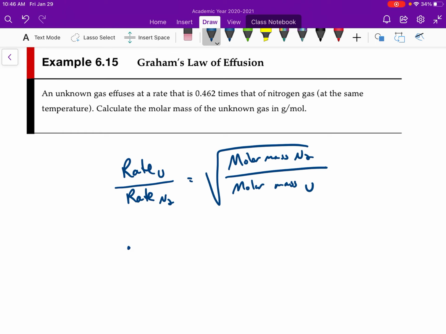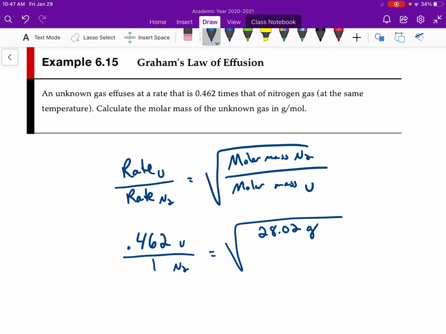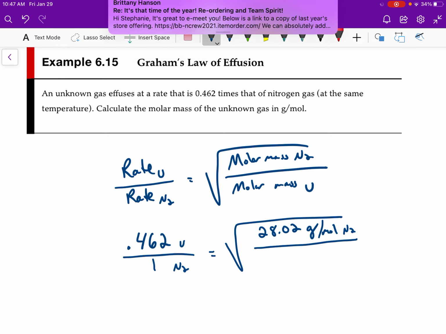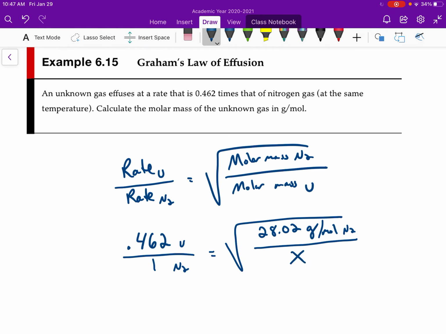So it says the rate of unknown is 0.462 times that of nitrogen, right? So 0.462 unknown to nitrogen equals molar mass of nitrogen. So we've got to look up that. Nitrogen is 14.01, so this is going to be 28.02 grams per mole of nitrogen over X.